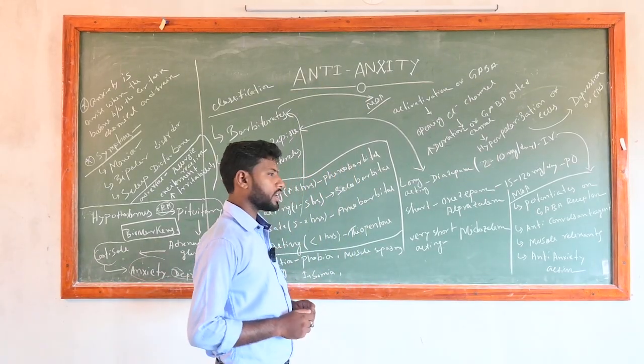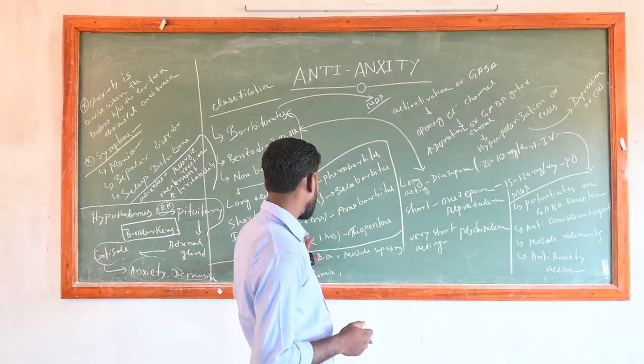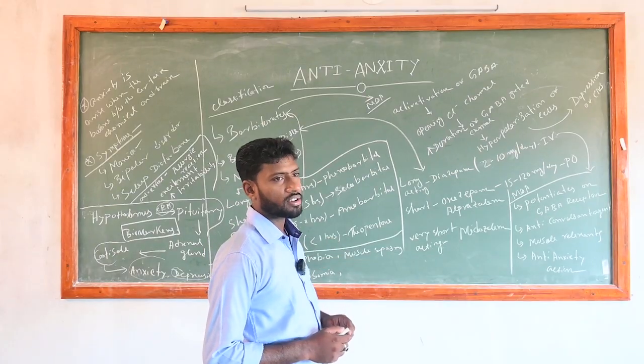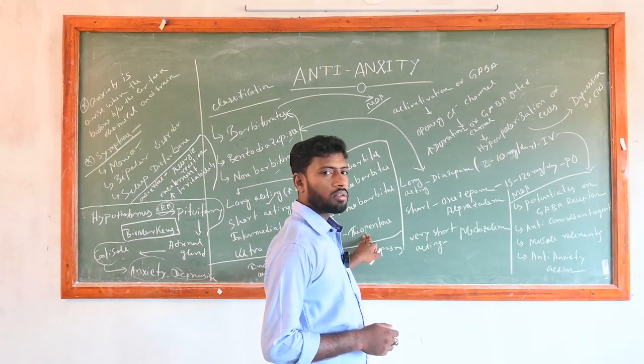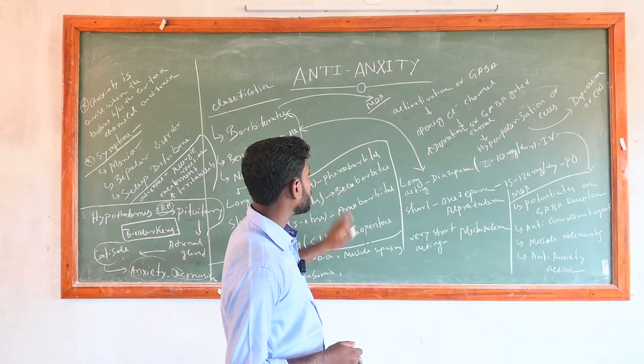Intermediate means the middle period of action of the drug. Ultra acting means a very short acting drug, for example thiopental sodium. That is the main thing about the barbiturate anti-anxiety drugs.